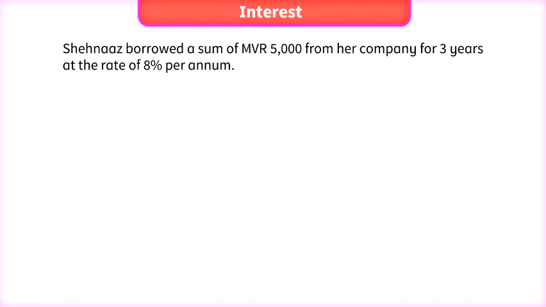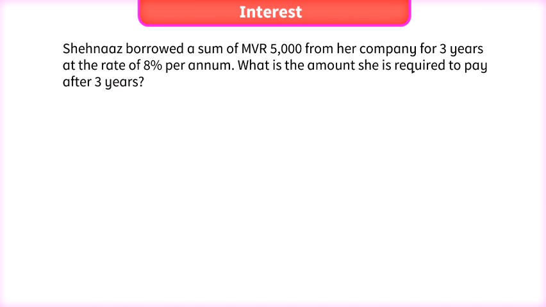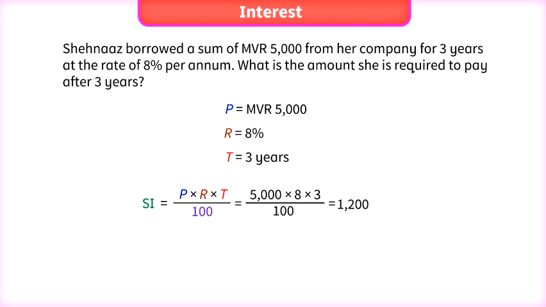Let us see an example. Shehnaz borrowed a sum of MVR 5,000 from her company for 3 years at the rate of 8% per annum. What is the amount she is required to pay after 3 years? Here, P is equal to MVR 5,000, R is equal to 8% and T is equal to 3 years. So, simple interest is MVR 1200 and amount to be repaid is MVR 6200.